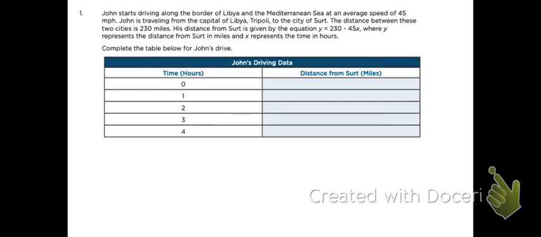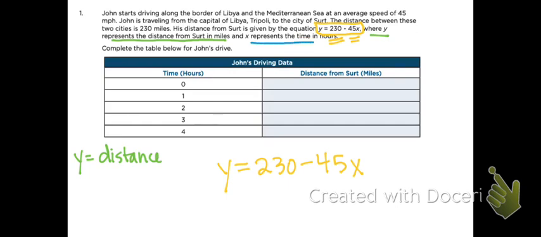Now, in this scenario, they're actually giving us the equation to represent this situation. So they have that 45 miles per hour and the distance between the two cities. So when you have an equation, you always want to write that down and make sure you understand what the variables mean. And here it says y represents the distance from Sirte in miles, and x represents the time in hours.